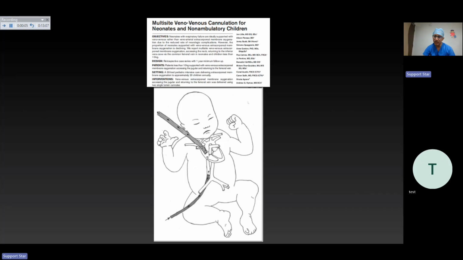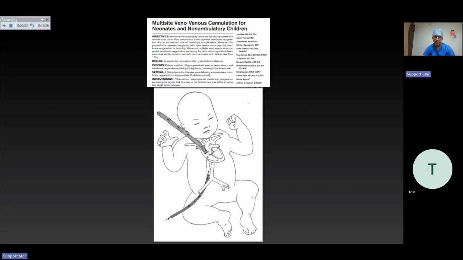Now let's come to VV. What are the newer concepts in VV? As I said, even for respiratory failure, most of the time VA ECMO is used for neonates, because of the size of the vessels, it's difficult to cannulate them for VV ECMO. For many decades, people have been restricted to only VA ECMO.